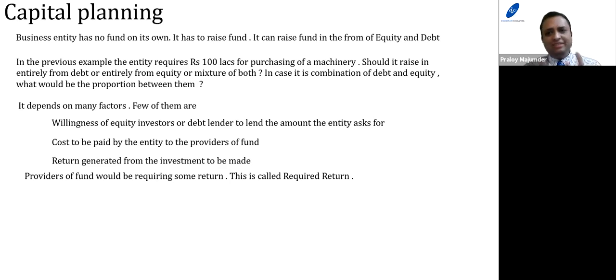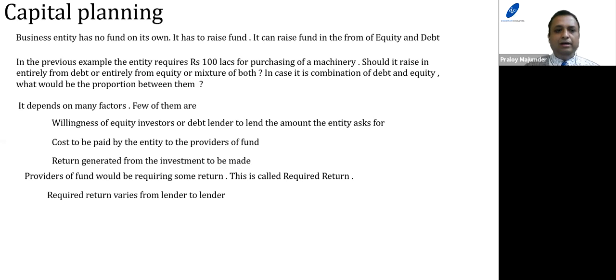Now, whenever somebody is giving the fund, the provider of the fund always expects some return. This return is called required return. Again, I repeat, required return is a return expected by the people who are providing the fund. Suppose I am raising equity from X, an individual entity. X is expecting some return, so that is called required return. If I am raising money in the form of a loan from a bank, the bank is expecting some return, that is the interest rate. So that is called the required return.